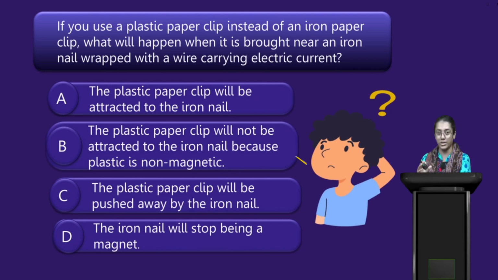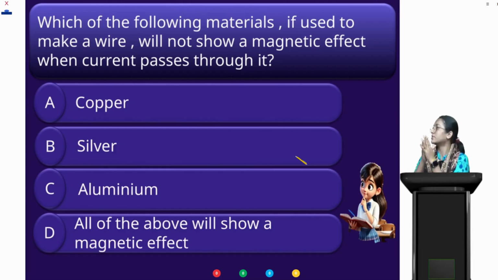Next question, and this will be our last question. Okay. So what is this? Which of the following materials, if used to make a wire, will not show a magnetic effect when current passes through it? 4 options are there. Option A, copper. Option B, silver. Option C, aluminium. Or option D, all of the above will show a magnetic effect. Which one will be the right answer? Try to answer everyone, okay?